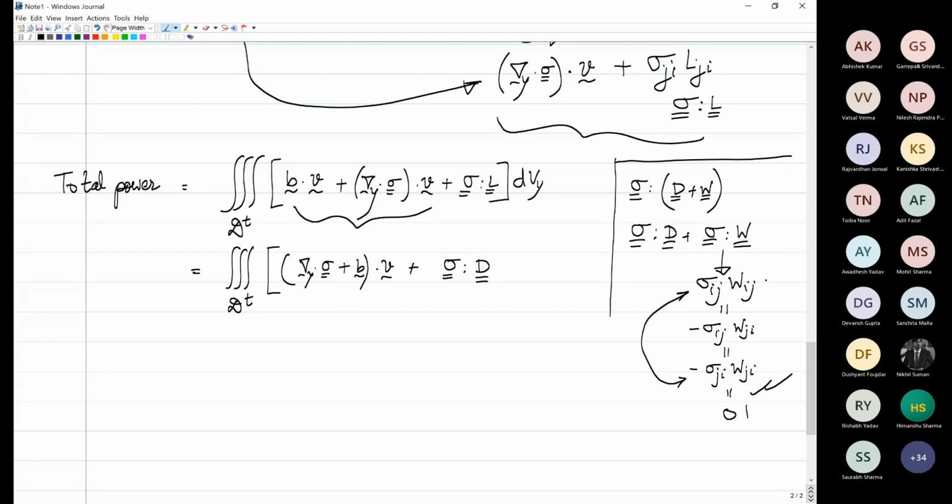Okay. So if you double contract a symmetric tensor with an antisymmetric tensor, you get 0. Okay, a big 0. Okay, so coming back, now what is this thing inside the bracket? Can't you say that this is, using the linear momentum balance, right? It's then rho times acceleration, isn't it? So that's simply rho times acceleration.